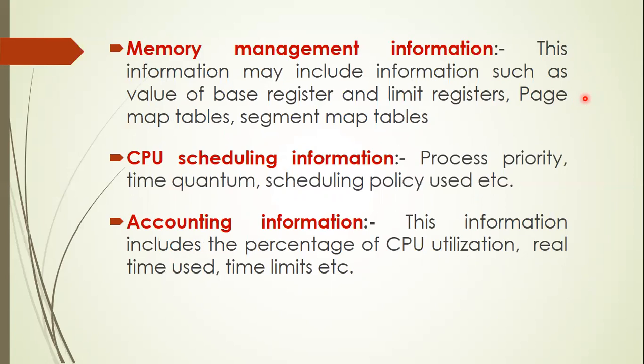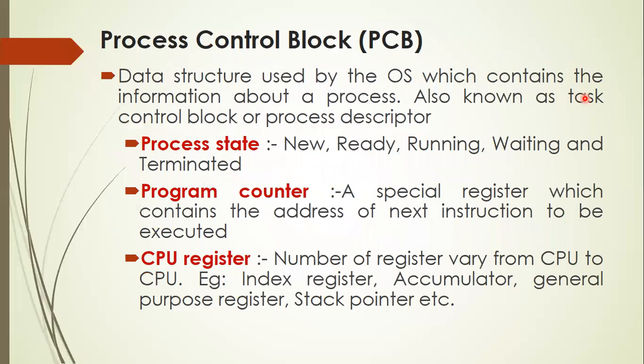So now I think you understood that the complete information about your process is stored in your process control block, just like your student register, admission register. One is the state of a process. You can understand in which state your process is by looking at the PCB. Then what is the address stored in your program counter? We can come to know by looking at the PCB. And what are all the different registers available in your CPU.